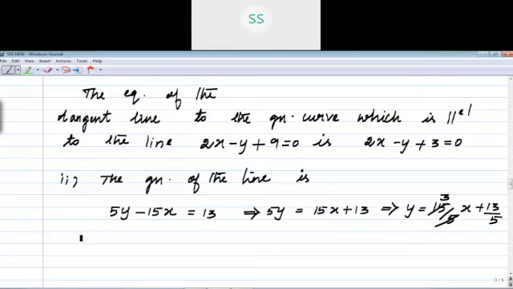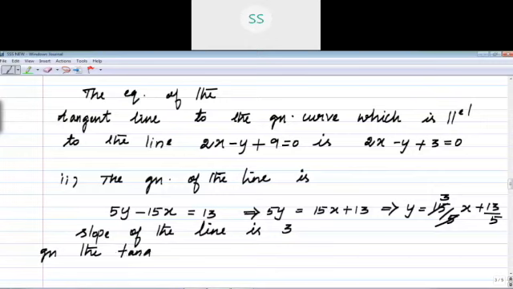Anyone, you tell me. Slope of the line is what? Yeah, 3. Slope of the line is 3. But here it is given that the tangent is perpendicular to the line. Which line?